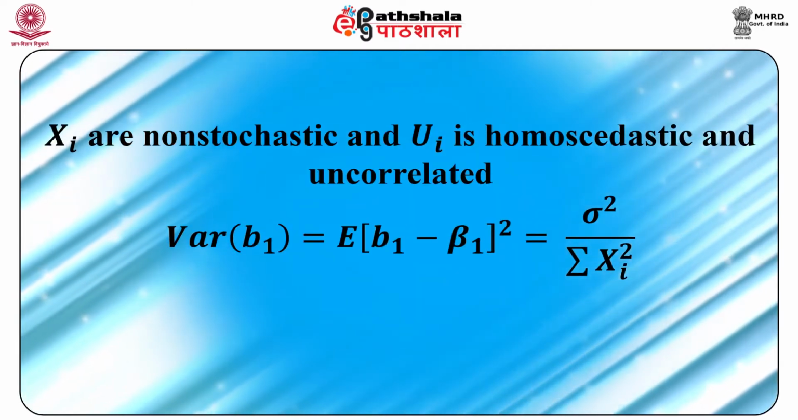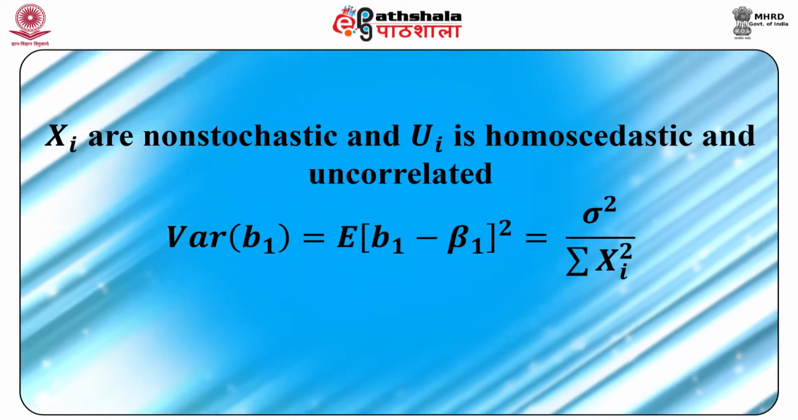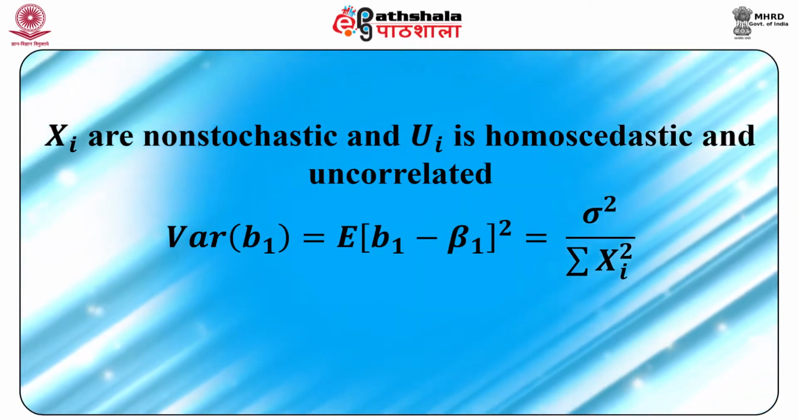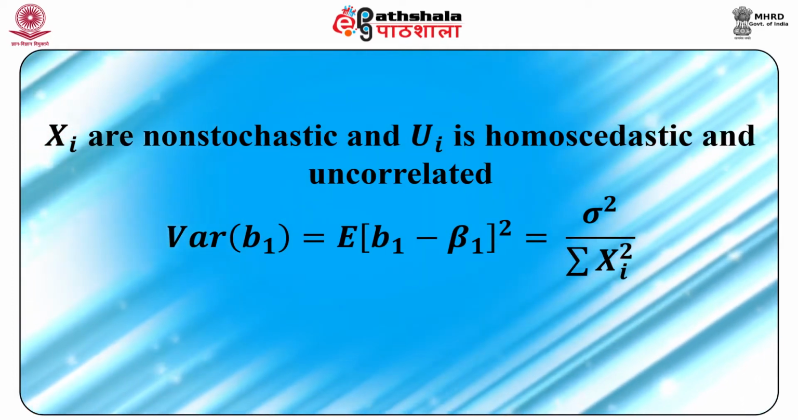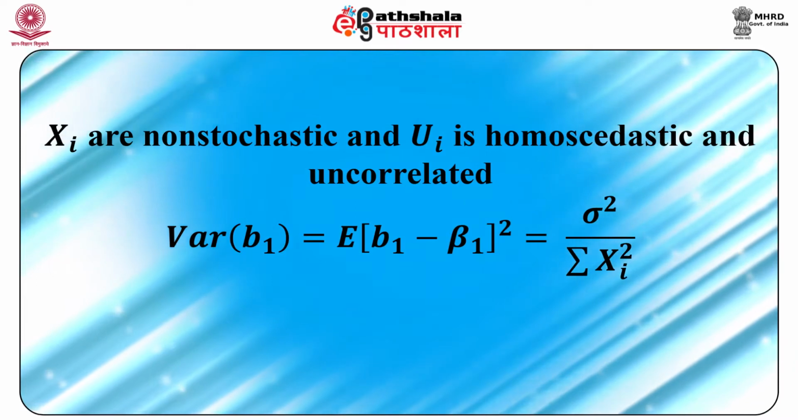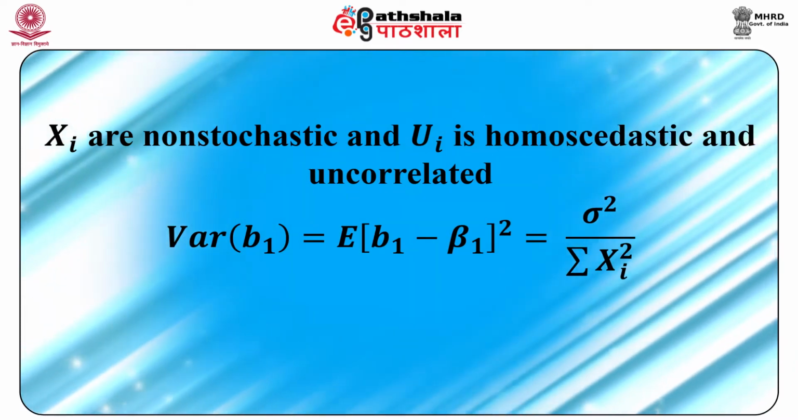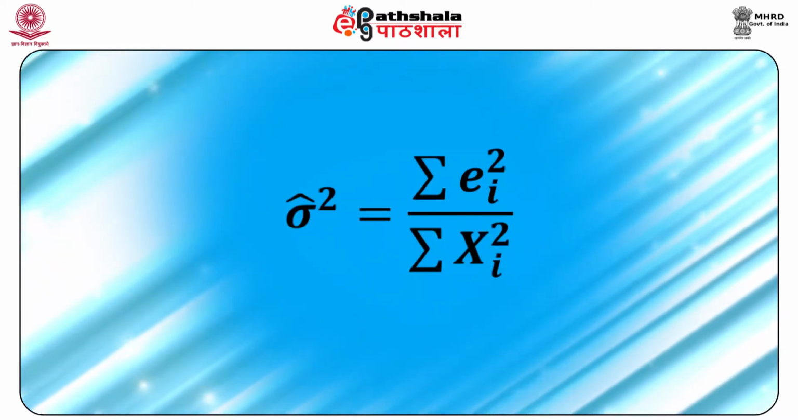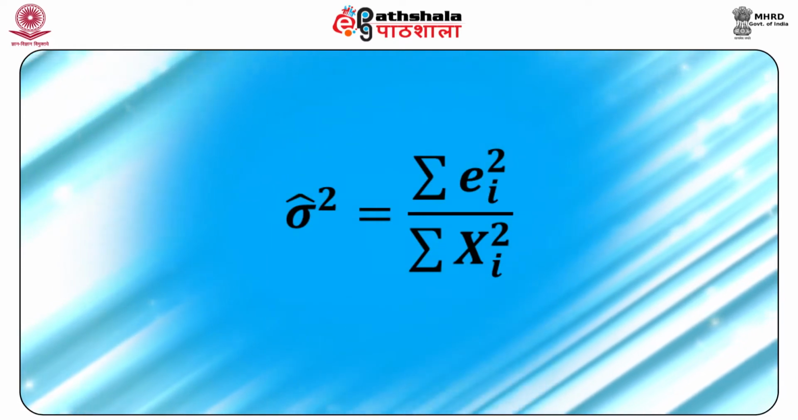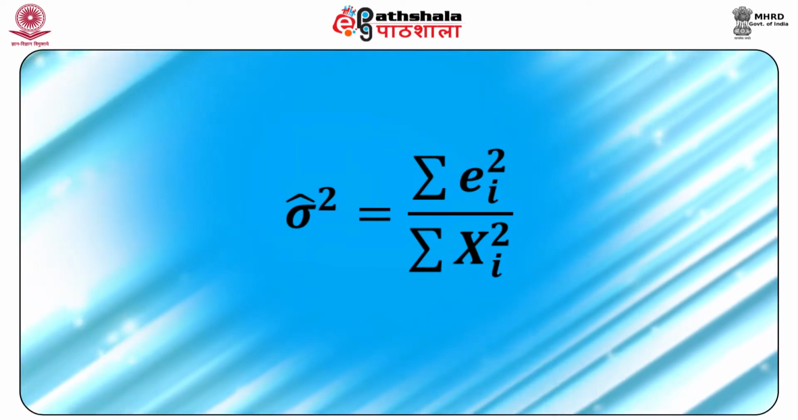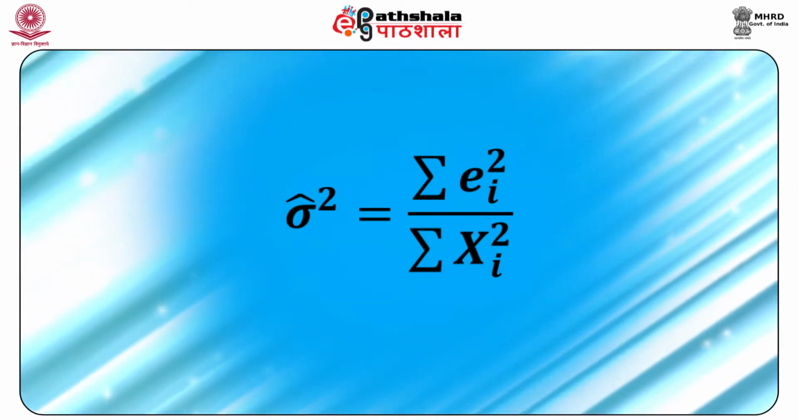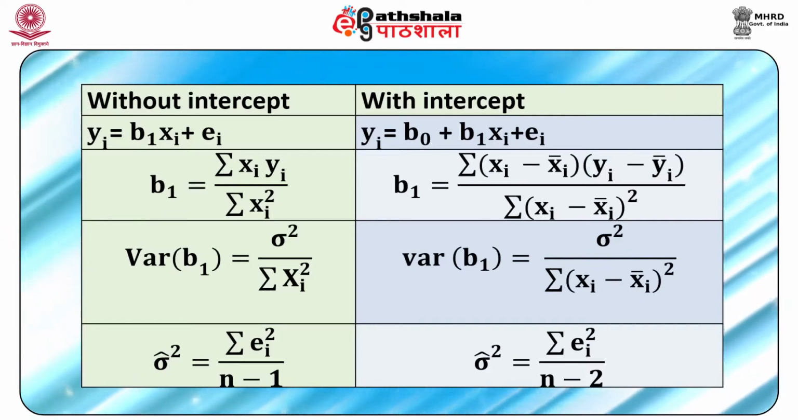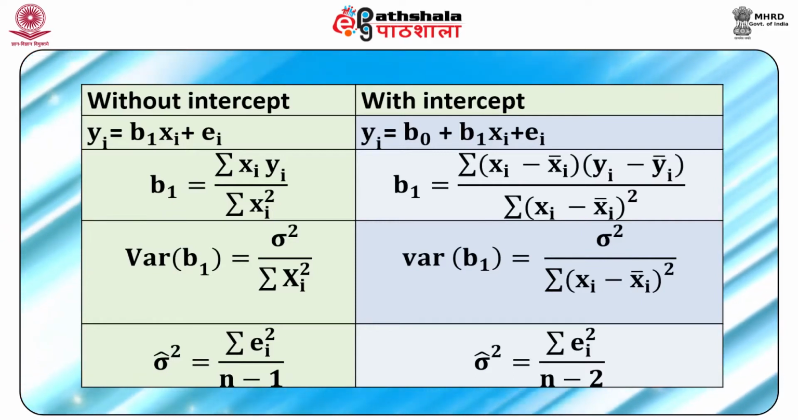Now since Xi are non-stochastic and ui is homoscedastic and uncorrelated, we have variance of b1 equal to expectation of (b1 minus beta 1) square, which is equal to sigma square upon sigma Xi square. Here Xi is capital Xi. Now this sigma square is estimated by sigma hat square equal to sigma ei square upon sigma Xi square. So let us briefly compare the formulas in the regression model with and without the intercept term.